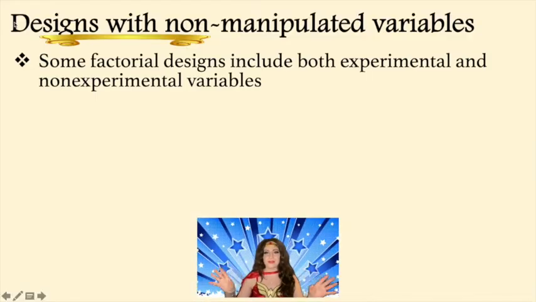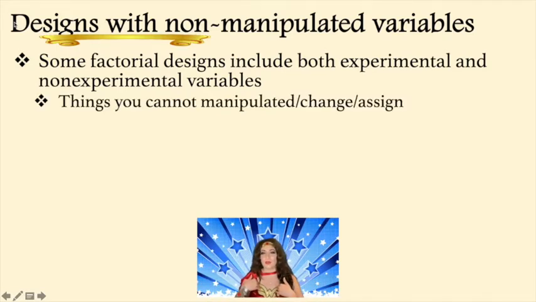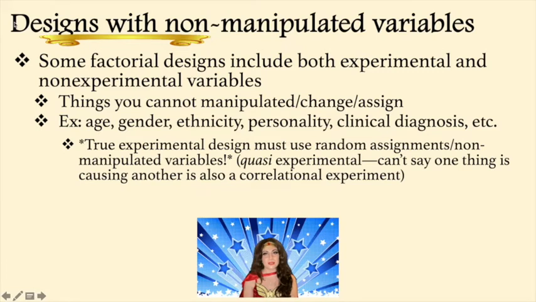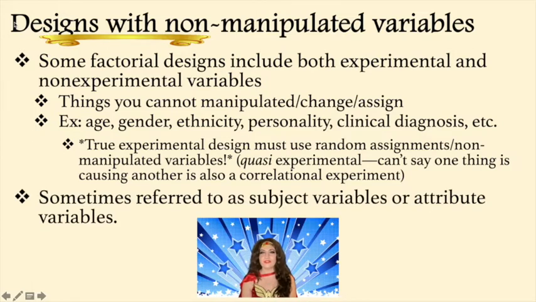Okay, so some factorial designs include both experimental and non-experimental variables. The variables that we as researchers cannot manipulate or change or assign, those are called non-experimental variables. These are things like a person's age, gender, ethnicity, personality type, clinical diagnosis, etc. All of these things that are related to the individual characteristics of participants, those are things that you as a researcher cannot control. And oftentimes when we conduct research projects, our questions revolve around a difference in gender, a difference in age, a difference in personality type.